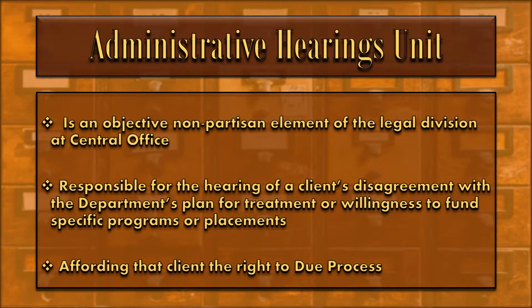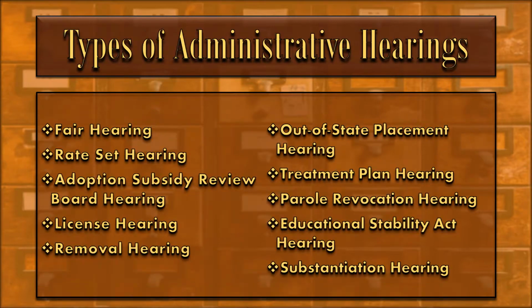The Administrative Hearings Unit conducts administrative hearings and is an objective, nonpartisan element of the legal division at central office. It is responsible for the hearing of a client's disagreement with the department's plan for treatment or willingness to fund specific programs or placements, as well as affording that client due process. Due process requires notice to the client of a proposed action and a right to be heard within a timely manner. There are several types of administrative hearings.